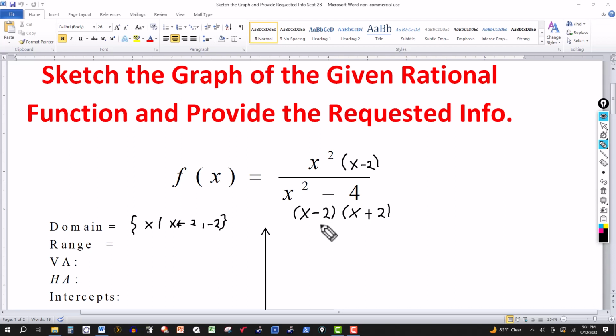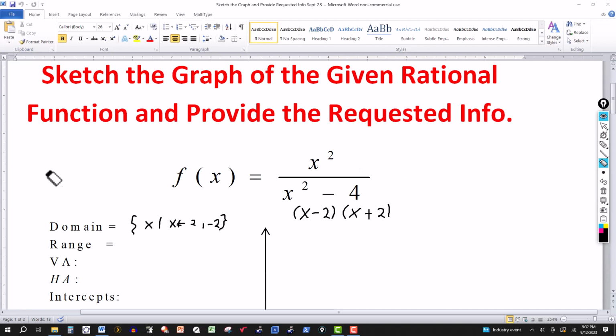The function will have a vertical asymptote for every value that makes the denominator 0, as long as it doesn't make the numerator 0. So if I did have this x minus 2 here, 2 makes the numerator 0 because of this factor and also the denominator. So I would not have a vertical asymptote there. But that's not the case here. We don't have this factor.